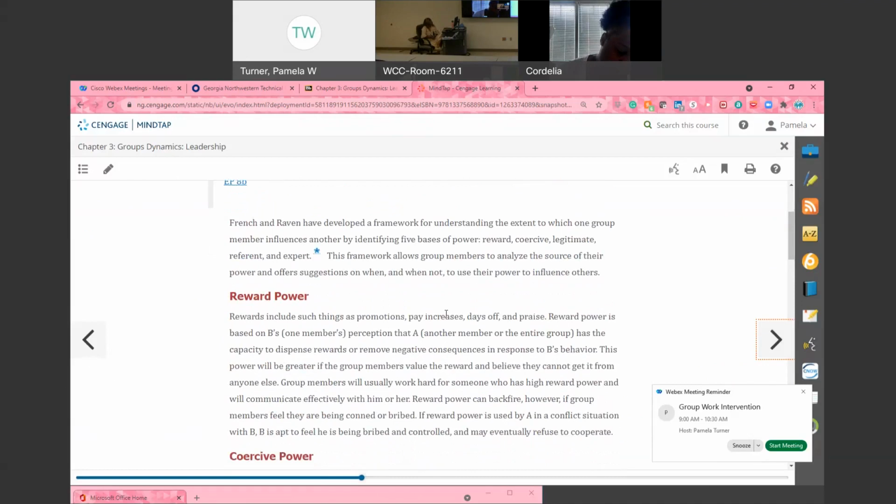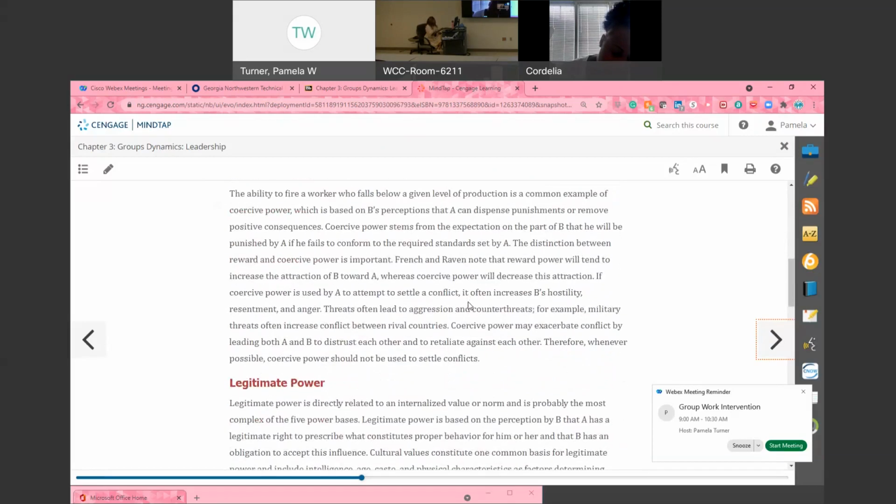Okay, so the reward power includes things such as promotion, pay increases, days off, right? I'll get you, if you'll do this, I'll do this. I'm giving you something to try to influence you to be on my side. So whether it's a group or an office setting or any kind of setting, that has to do with reward power.